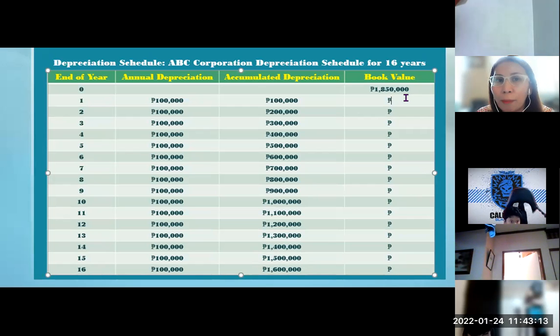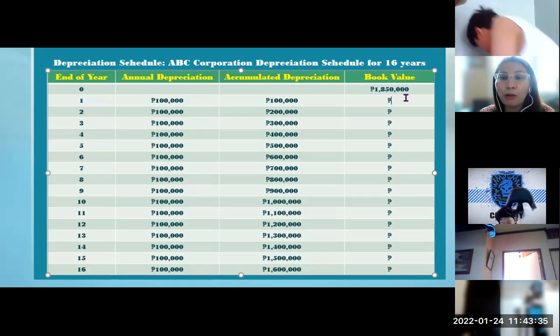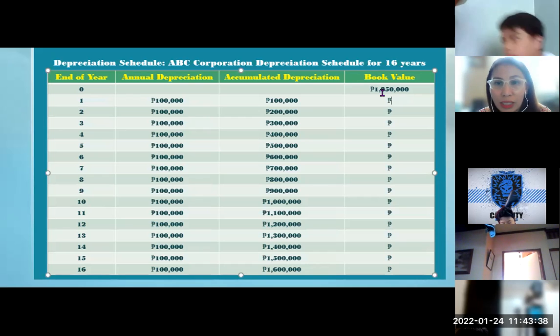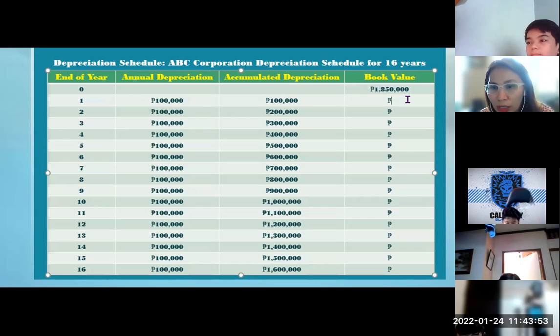We need to complete the amounts on our book value column. Okay, again, book value is the amount to be recorded by the accountant or bookkeeper sa kanyang accounting book, which is to report the amount remaining ng particular asset, which is on this problem, machine. Okay. Now, what's our formula in finding the book value? Again, what's the formula in finding the book value? Okay, Mr. Carlo.